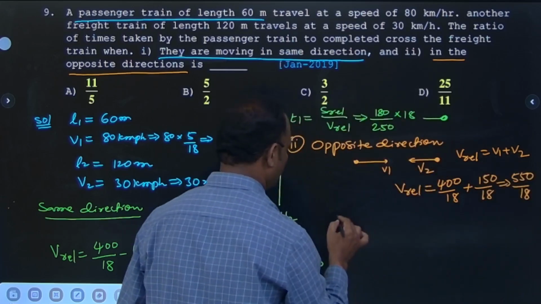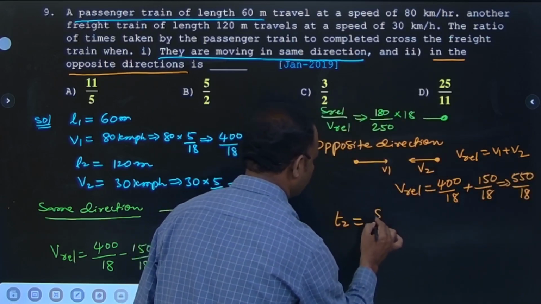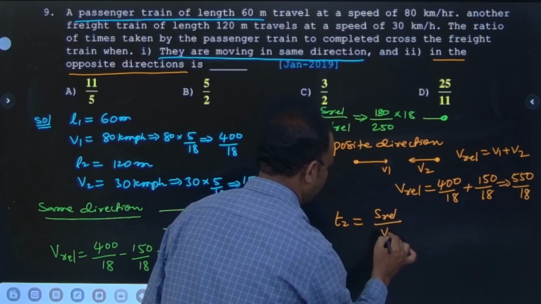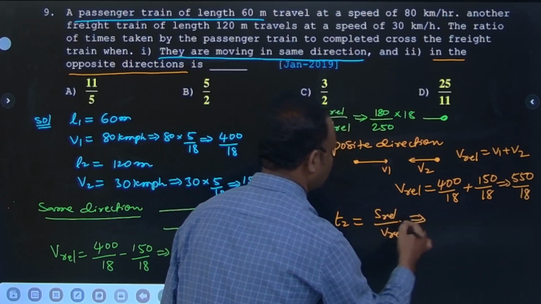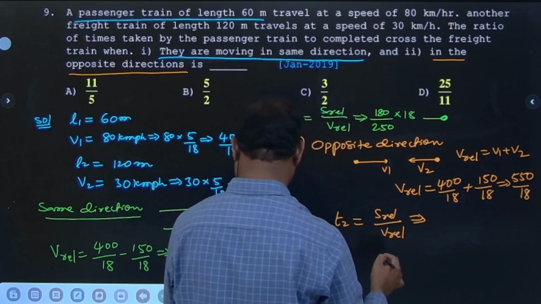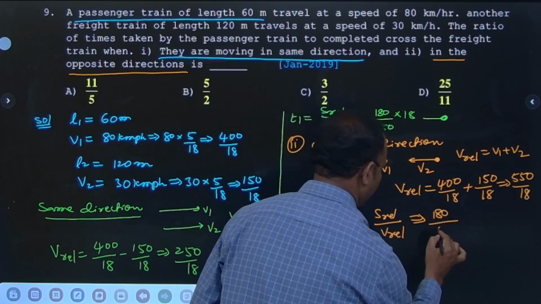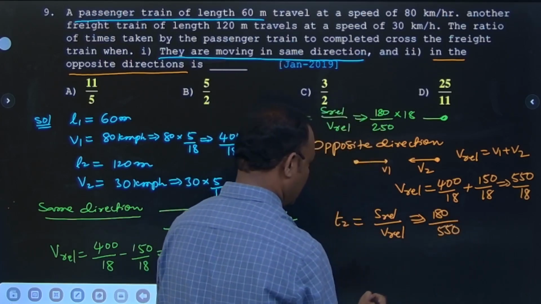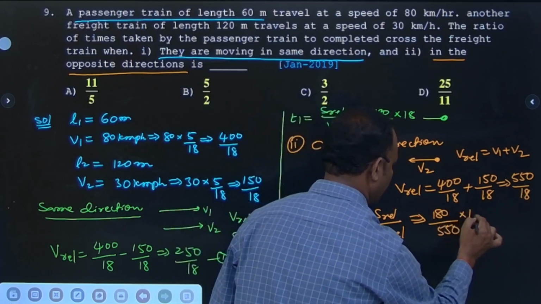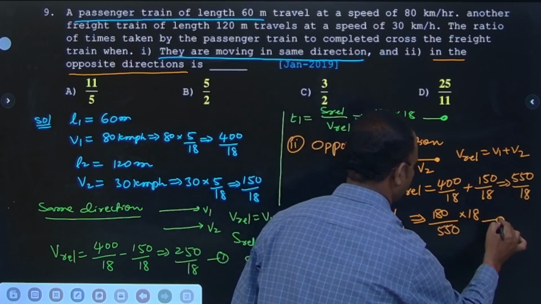Now T2 is S relative by V relative. The S relative is the same, 180, divided by 550 by 18, which means 180 into 18 by 550. This is my second case.